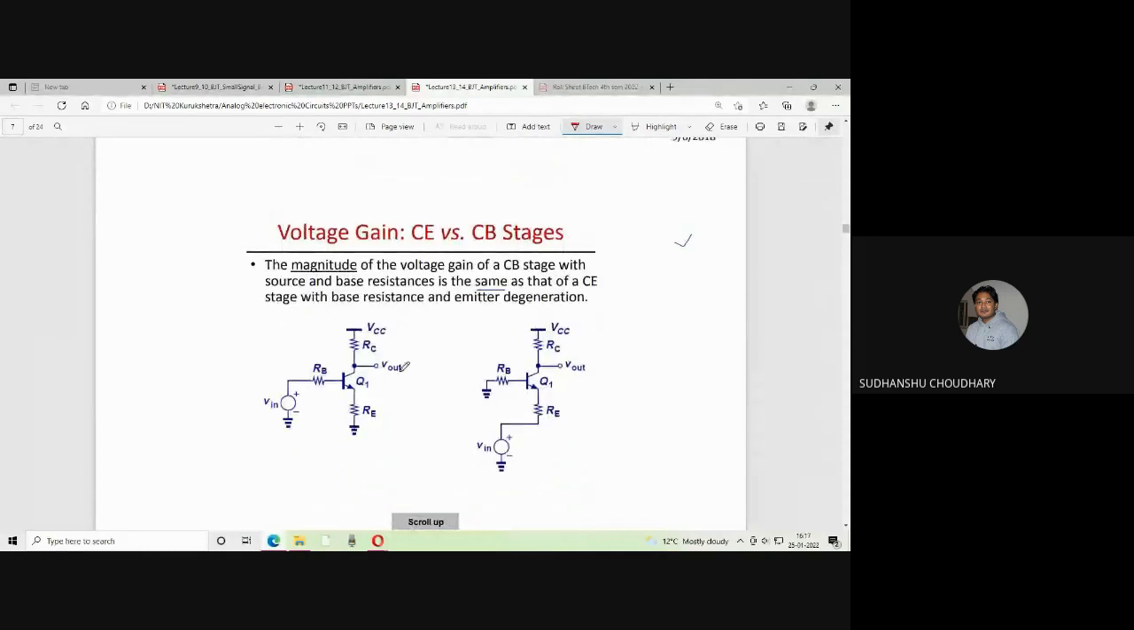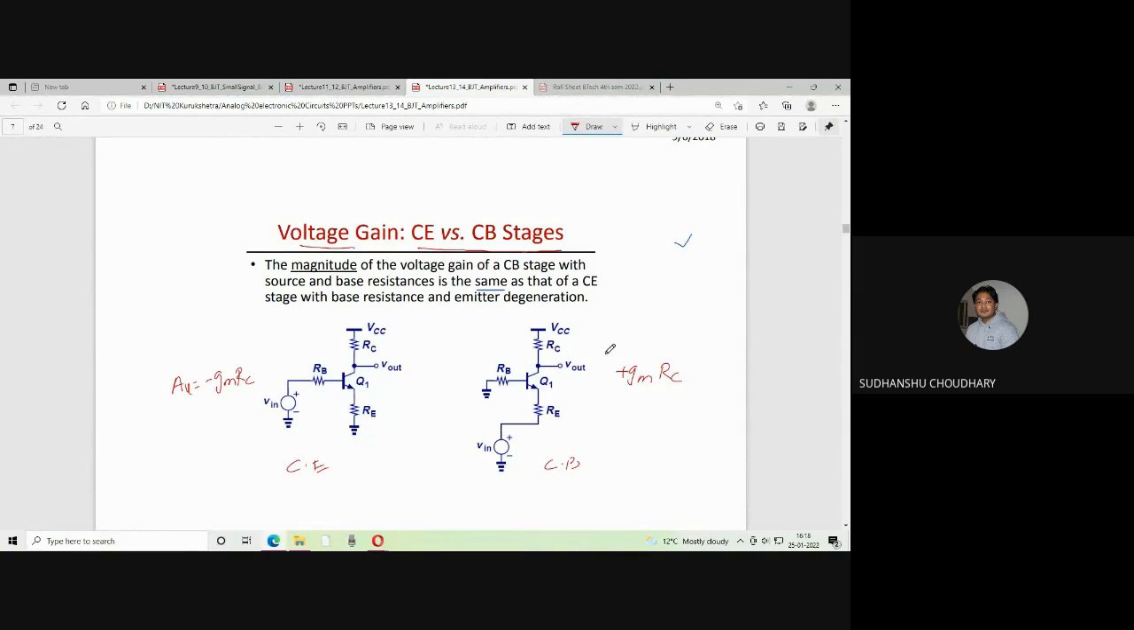Now one can compare the voltage gain of common emitter with common base stage. Okay. So this is common emitter and this is common base. And we had seen that the magnitude of this voltage gain for the common emitter pair, this was minus GmRC. So for this it was plus GmRC.